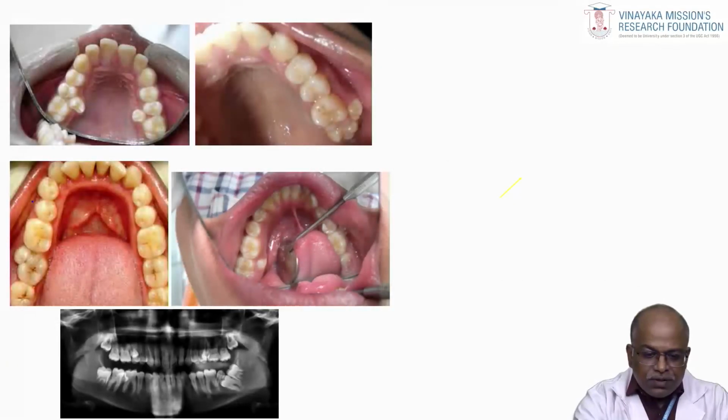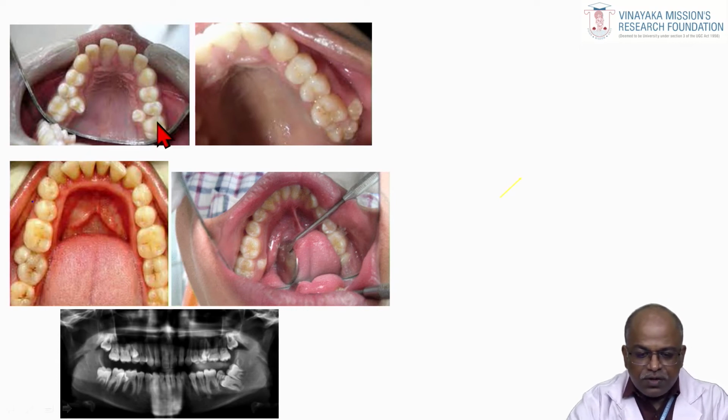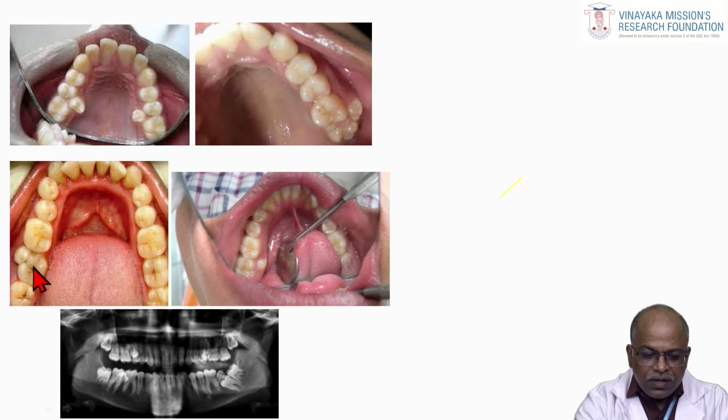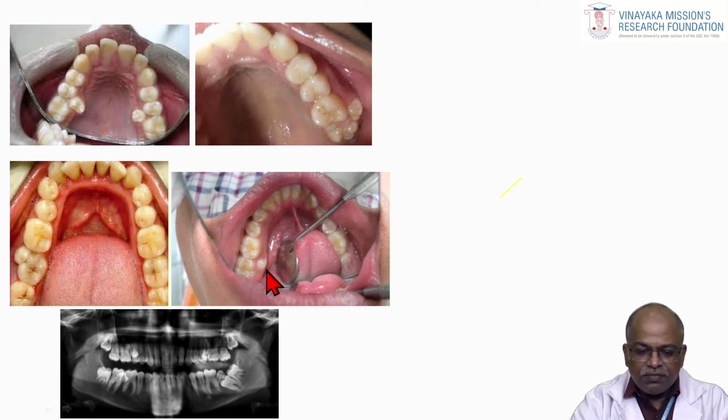So this case presented with an additional tooth on the palatal aspect near the second premolar and first molar region. Similarly, in the mandible, we see an additional small tooth-like structure on the buccal aspect of the mandibular first and second molar. In this, we see an additional tooth-like structure on the lingual aspect of the mandibular first and second molar.